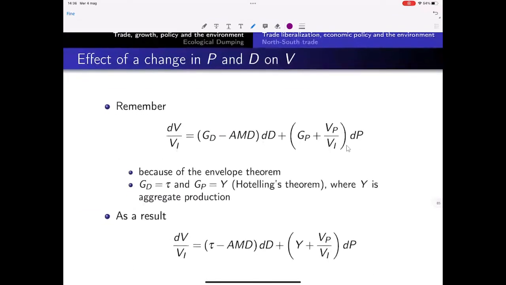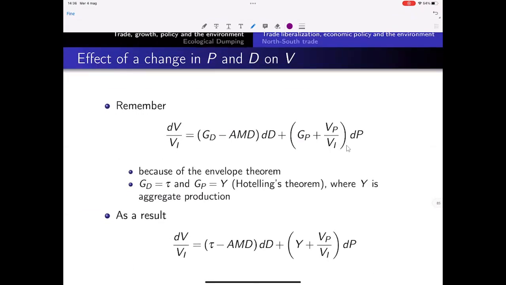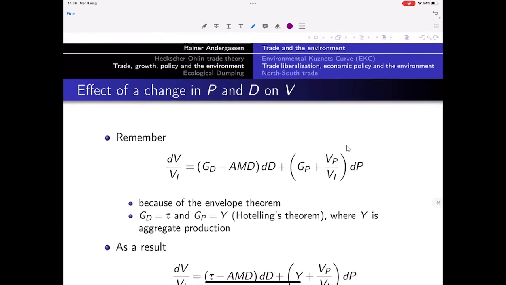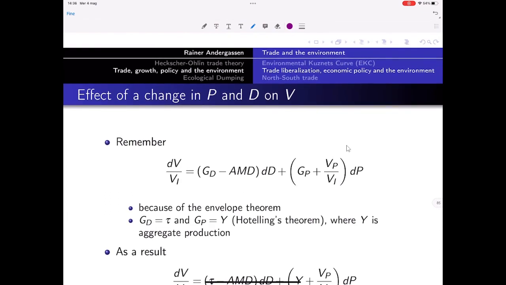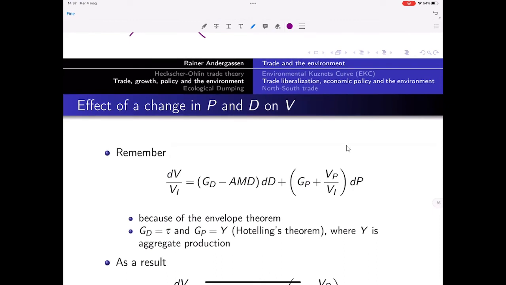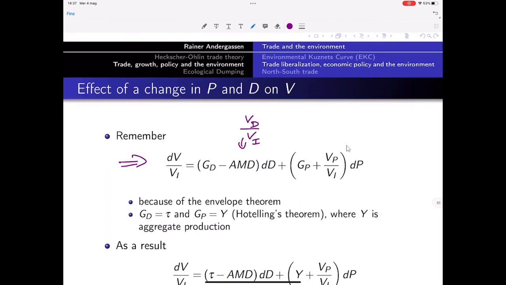Because this is now something I'm going to use here. Okay, let me see. So this is what I got previously. Just by substituting here, this, remember, is Vp over Vi. Otherwise I haven't done anything. Now what you can do is the following. Because of the envelope theorem, because of what I said just right now, you have that G_D is tau and G_P is y.